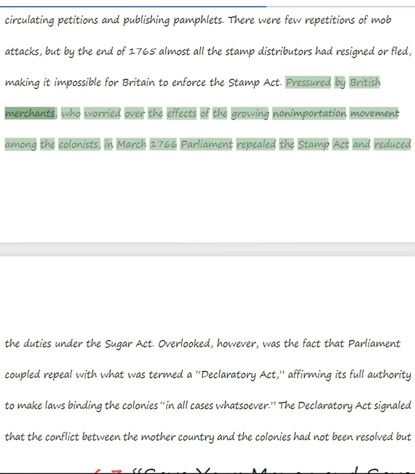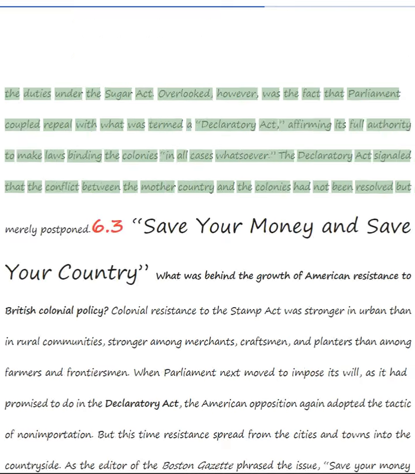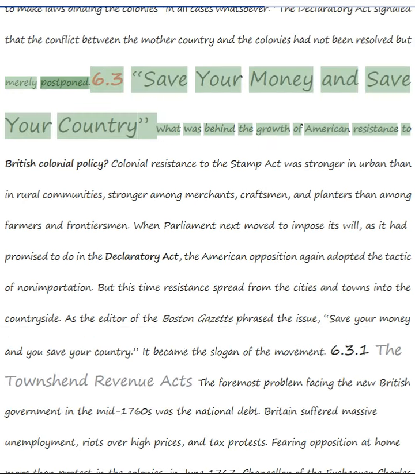Pressured by British merchants, who worried over the effects of the growing non-importation movement among the colonists, in March 1766 Parliament repealed the Stamp Act and reduced the duties under the Sugar Act. Overlooked, however, was the fact that Parliament coupled repeal with what was termed a declaratory act, affirming its full authority to make laws binding the colonies, in all cases whatsoever. The Declaratory Act signaled that the conflict between the mother country and the colonies had not been resolved but merely postponed.